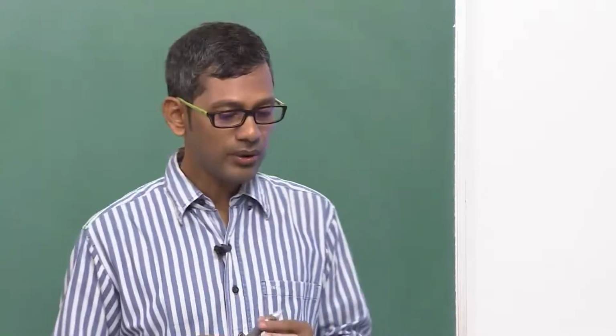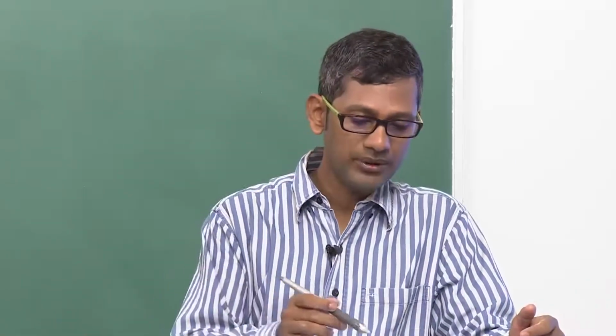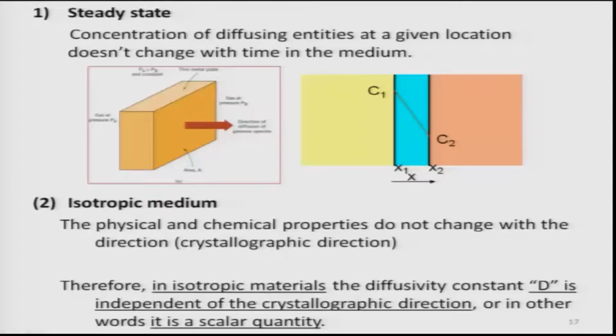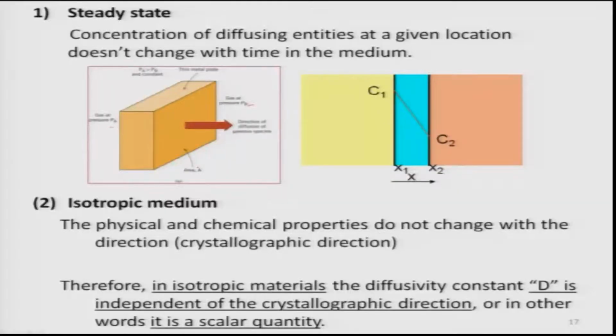Okay. So here it is showing what the steady state is. Steady state means the concentration of a diffusing entity at a given location does not change with time. Suppose you have a thin metal plate, with gas pressure P1 on one side and gas pressure P2 on the other. This is the way diffusion will happen, gas atoms will diffuse through this. It is just like a porous membrane, with a gas at high pressure on one side and low pressure on the other. So there is a concentration gradient, and because of that diffusion will happen. This is passing through area A.